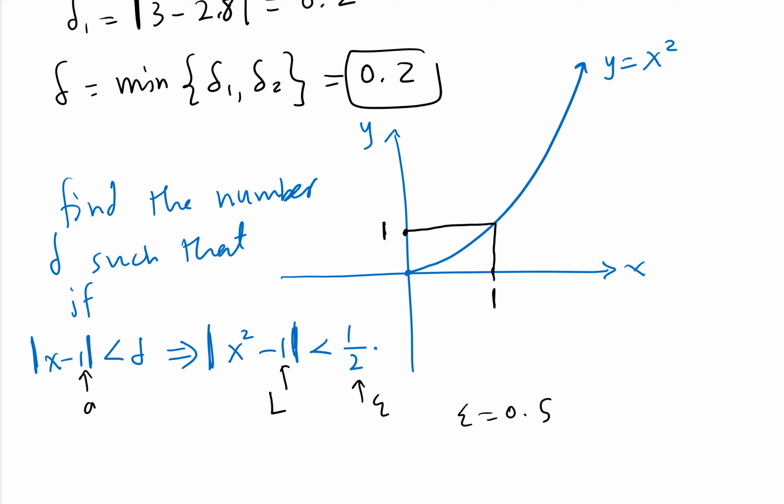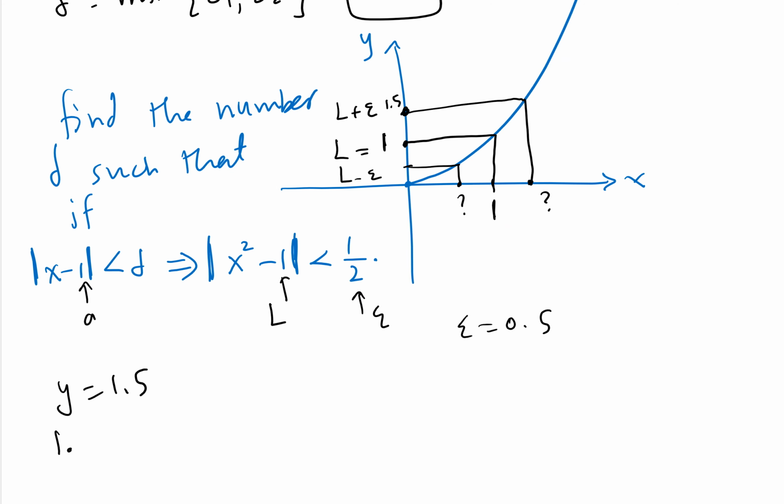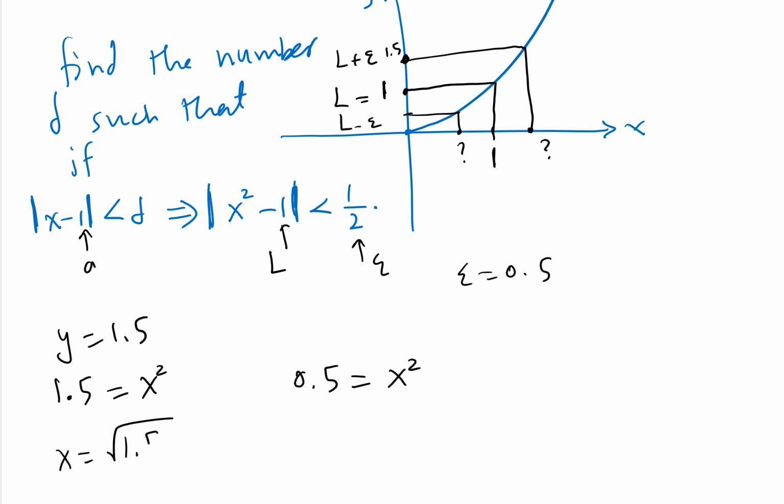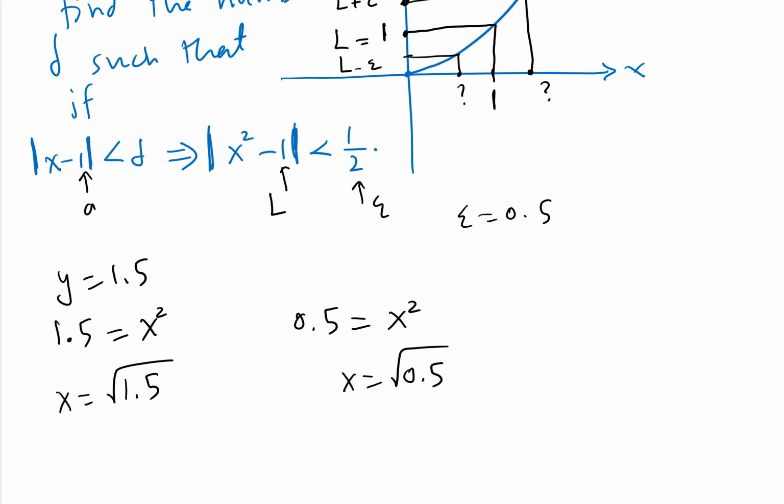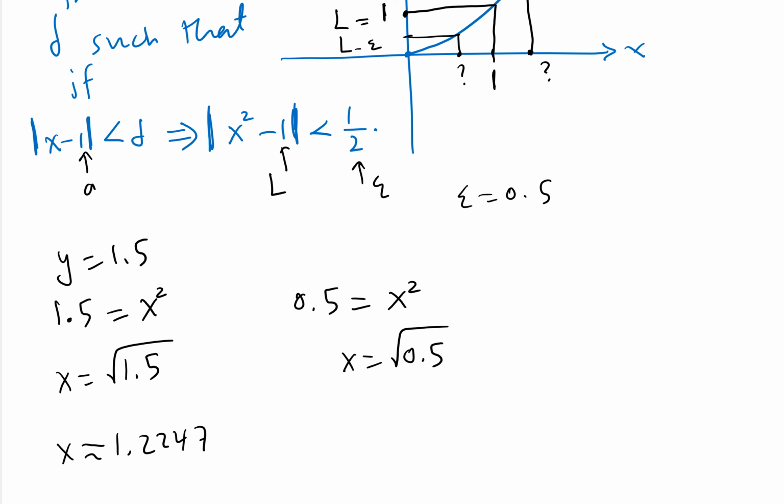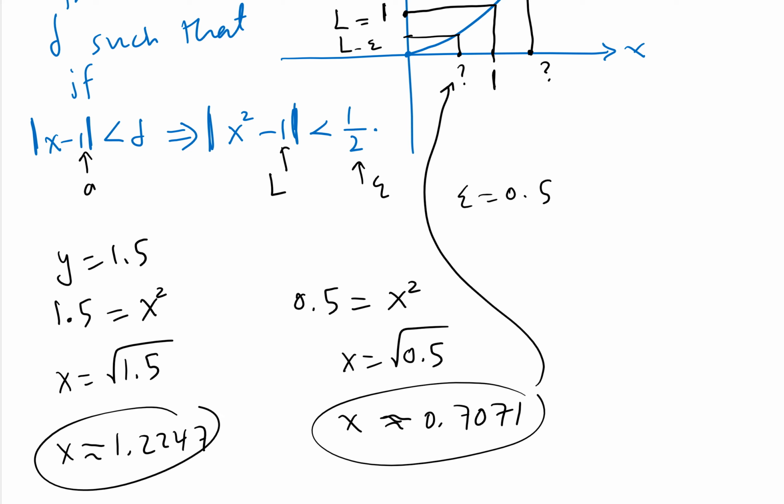Remember, we need delta. Delta is on the x-axis. What we do is, this is L. If I go L plus epsilon, which is 1.5, projected this way and down, we need to find out what that is. And if you go down, L minus epsilon, projected this way, what is this? To do so, we need to find the x value that corresponds to y equals 1.5. So 1.5 equals x squared, and 0.5 equals x squared. So if I want to find the x value, it is the square root of that. So x is about 1.2247, and here is about 0.7071. So this value goes in here, and this value goes in there.